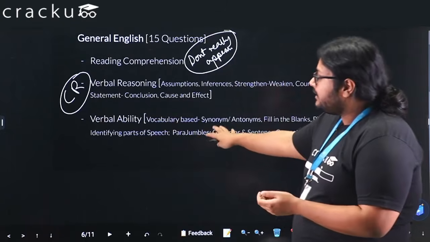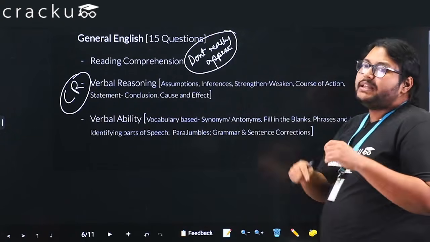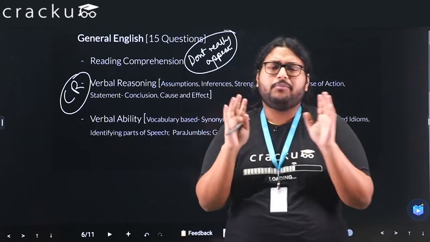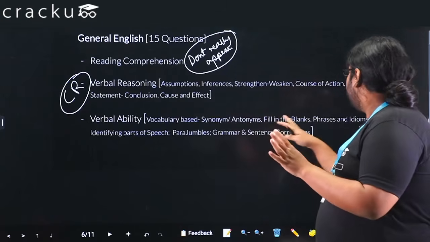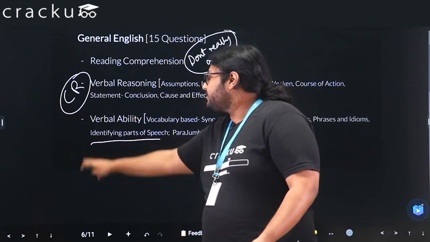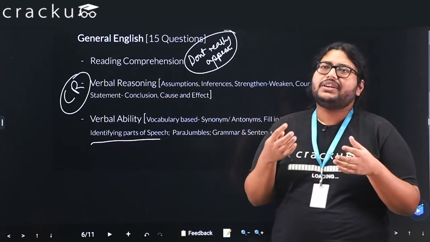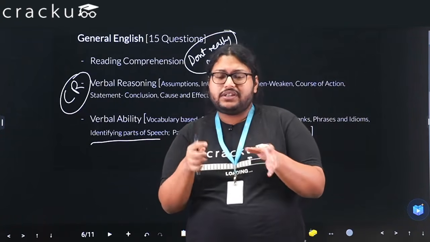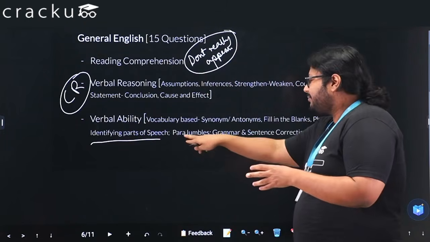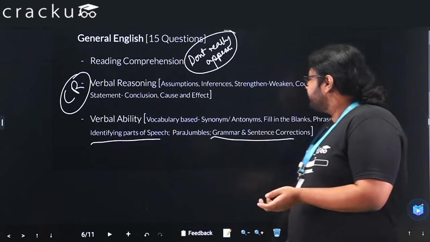So what do we have here? We have synonyms, antonyms, fill in the blanks. Fill in the blanks is where one sentence is given, 2 or 3 words are taken out, and you need to figure out the proper word to fit that blank. Phrases and idioms, identifying parts of speech. Parts of speech and figures of speech are important. Parts of speech is where a sentence is given and we need to figure out what is the function of a particular word, something like that. And parajumbles are not so important, but grammar and sentence correction, that is important.